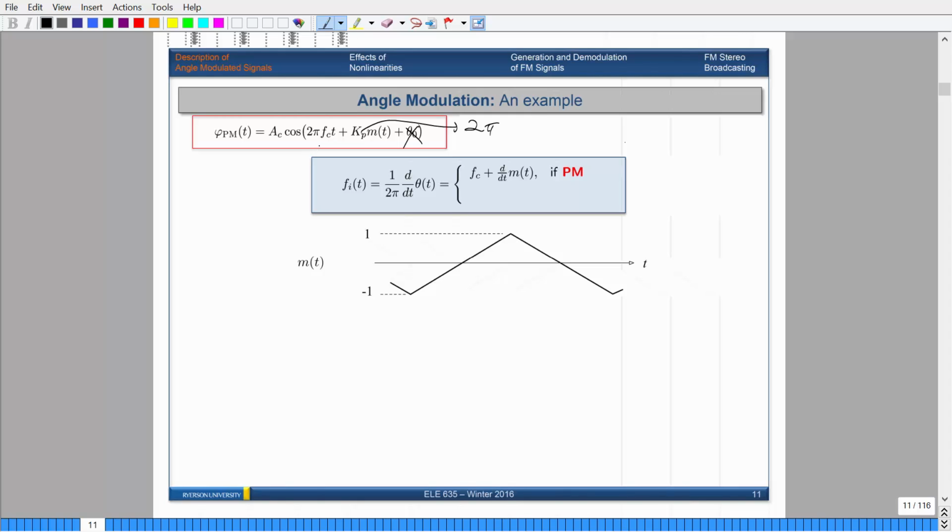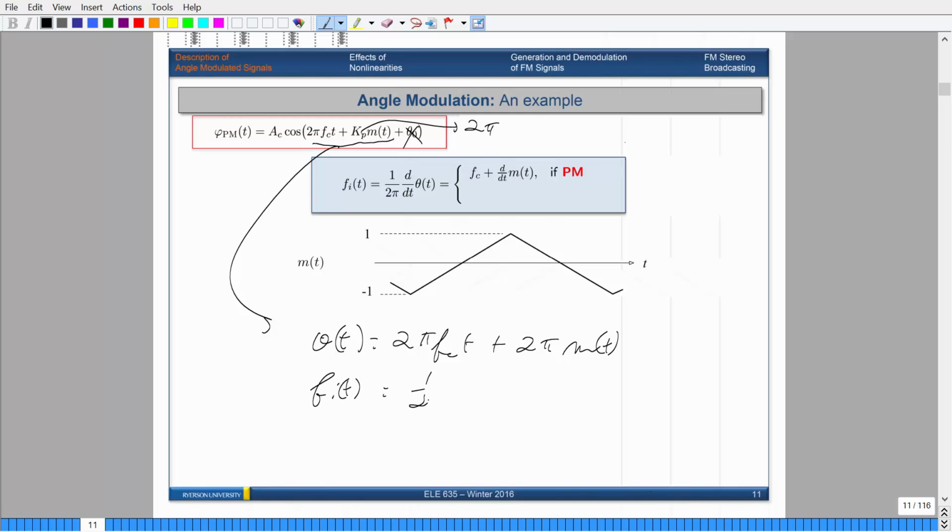So if you wanted to figure out what the instantaneous frequency is, so this is 2 pi fc t plus 2 pi m of t. Sorry, this is just your phase, right? If you wanted to find what the frequency is, you do 1/2 pi, and then you take the derivative. So you've got 1/2 pi, and then you have 2 pi fc, whose derivative with respect to t is fc, and then you have plus 2 pi m prime of t, which is just d by dt. And then these 2 pi's cancel, and you're left with what we have over here.